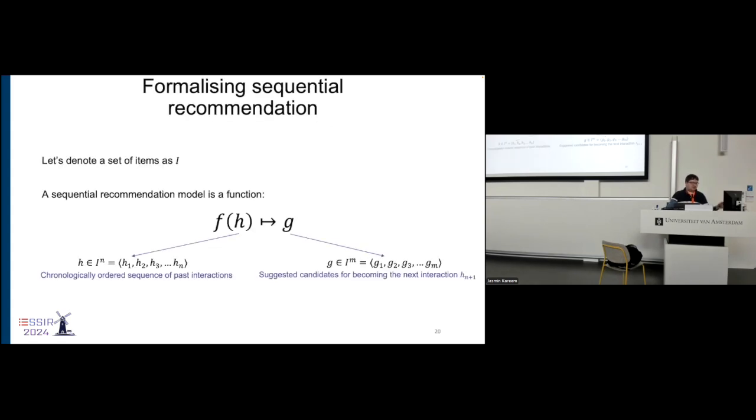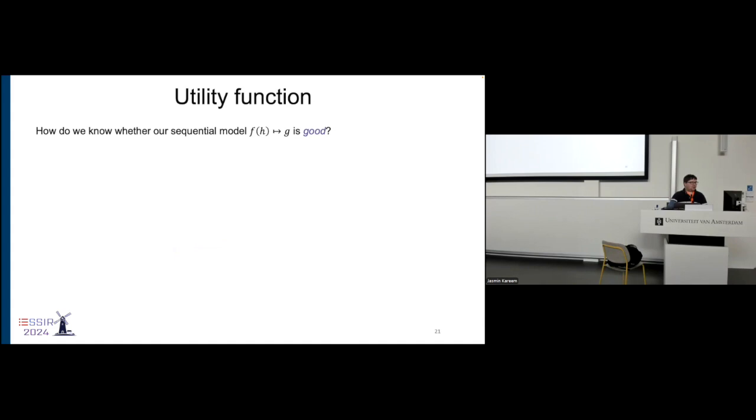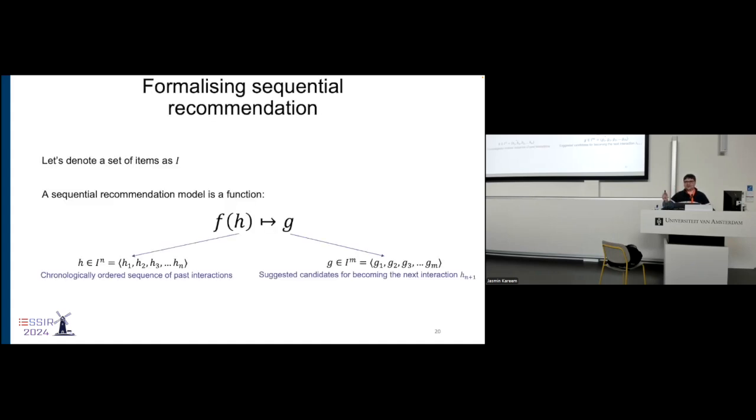Okay, so we said that we want to have this function, but what makes a recommender system a good recommender system? Maybe here I'd like to hear some opinions from the room. Any ideas what makes a recommender system a good recommender system? We have this function that maps H to G, and let's say we have H, we have G. How do we say? Anyone? Yeah, Harry? It makes a lot of money.